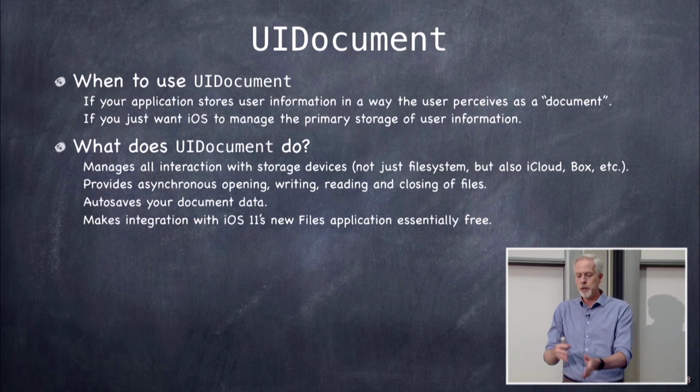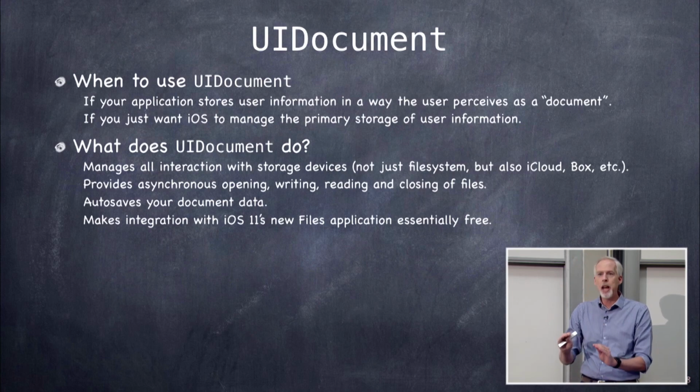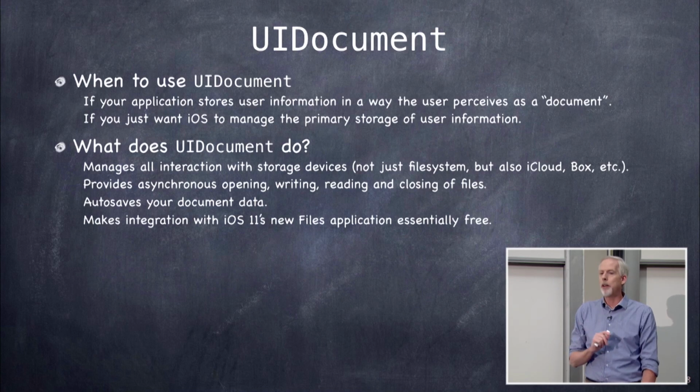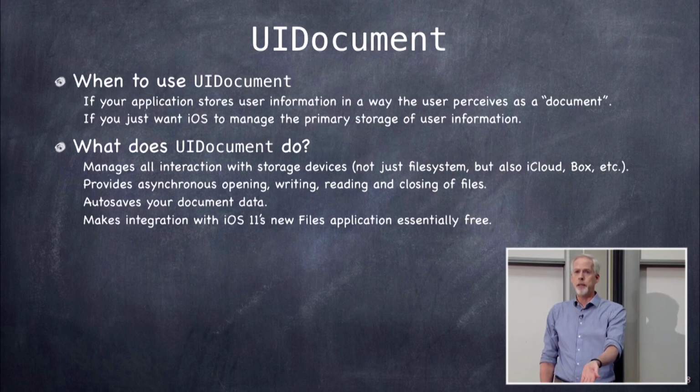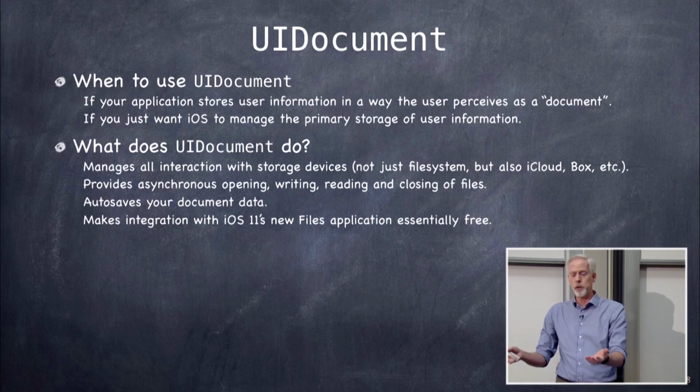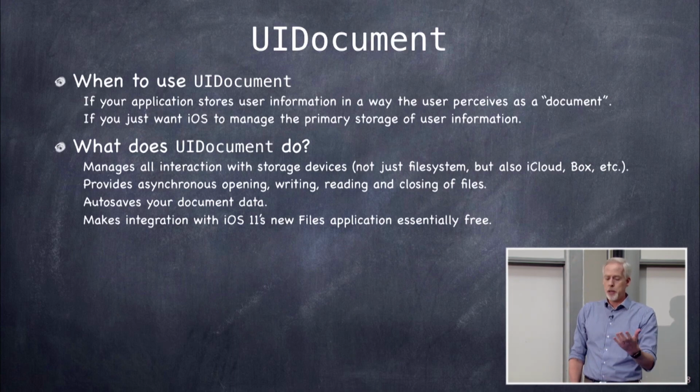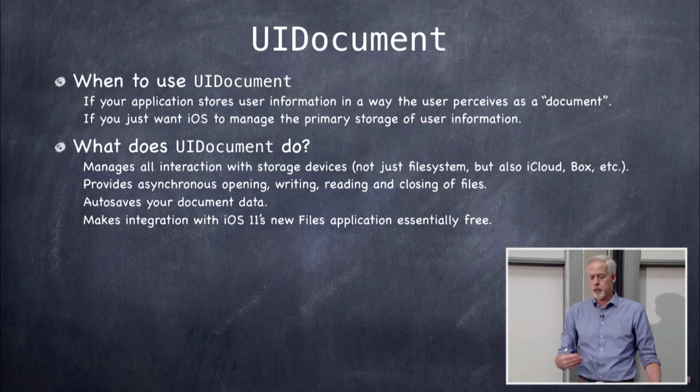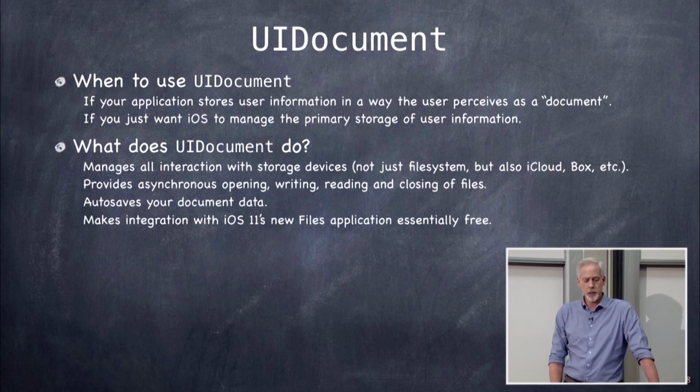Whereas this way, you use UIDocument, you just say save, and it'll call you back when it's done. It's all asynchronous. It's awesome. It also will auto-save your document. I told you one of the ways to get a context for your Core Data is to create a UIManagedDocument, which is a subclass of UIDocument for Core Data databases, and it will auto-save it. Well, the same thing happens for yours. Your documents can just be automatically saved. You don't even have to save them.